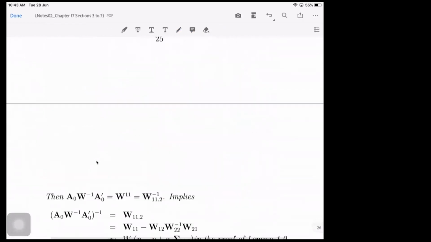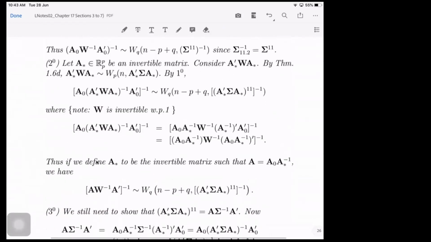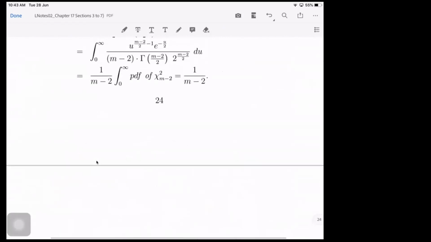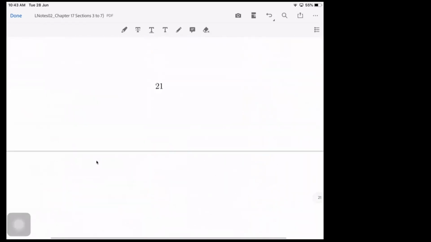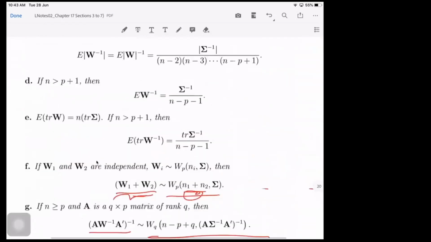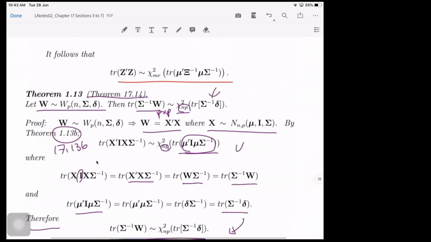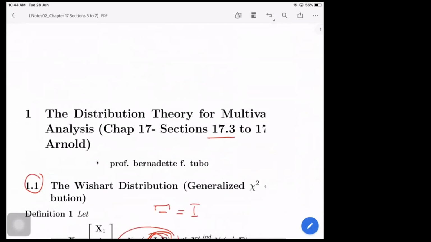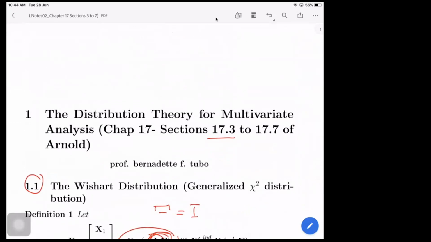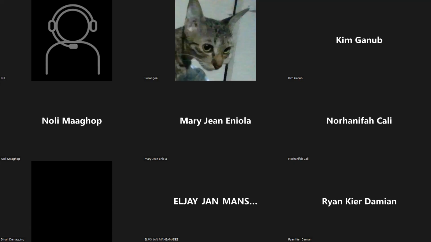So I think that's all. So just take note of the proofs which I discuss and emphasize. Because more or less that will be the one that I will ask during your exam, no? Especially the concepts which I emphasize that you should be familiar with. So that's it. So I think chapter 17 is done.